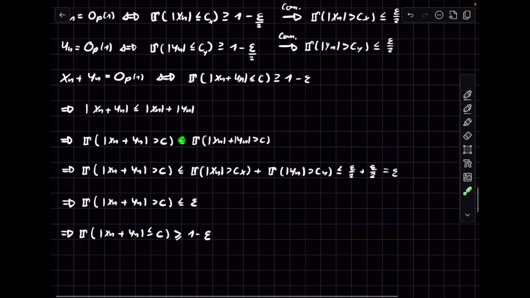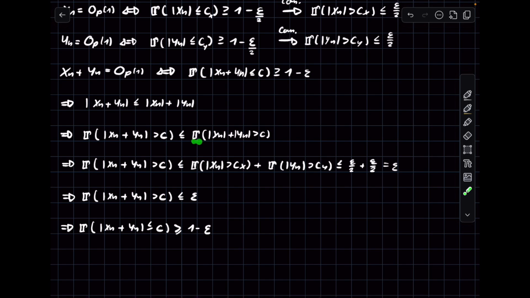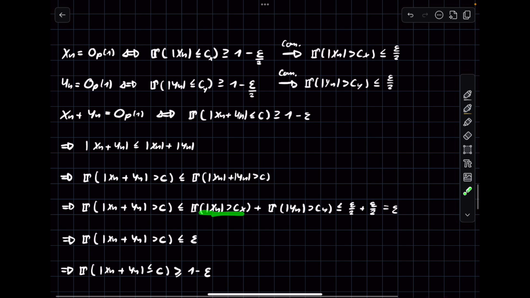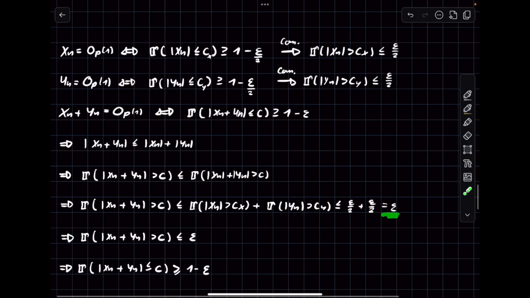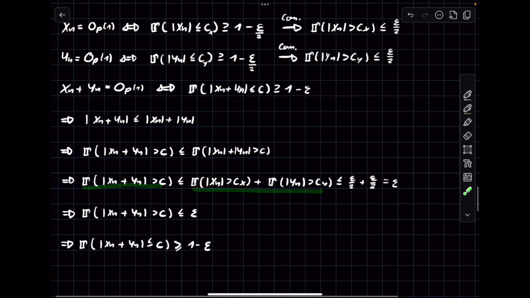Once we take the complement, we have this guy by triangle inequality, right? And the triangle inequality will give us this, and then these two guys via the complement, we can find them. There will be e divided by 2, e divided by 2, and the sum of these two is going to be e. So these two guys have to be lower than e, and as this has to be lower than this, then this also has to be lower than e.